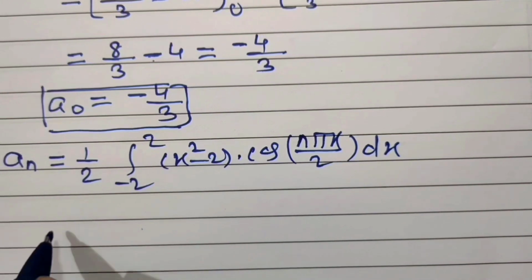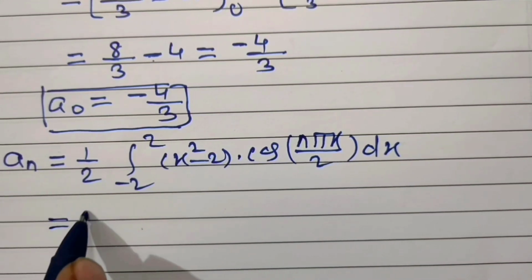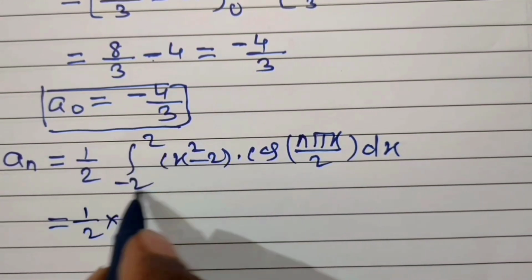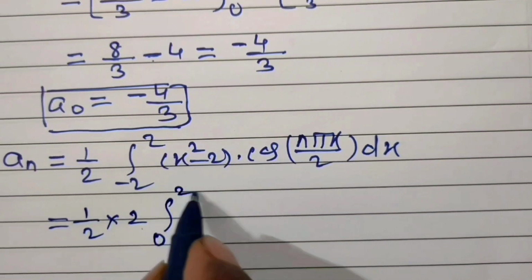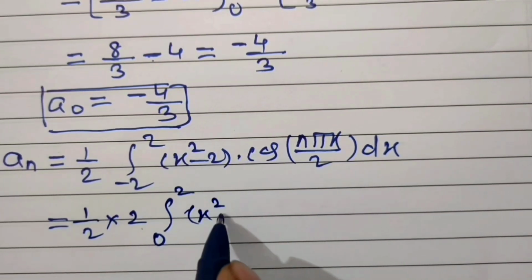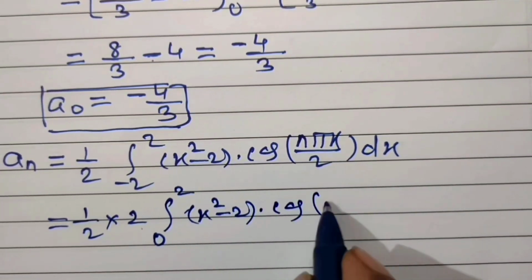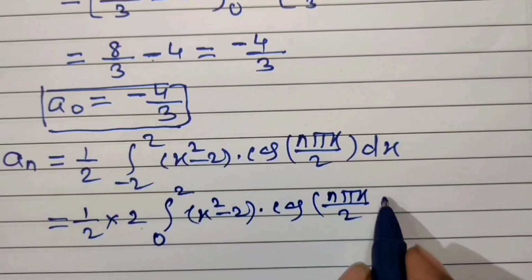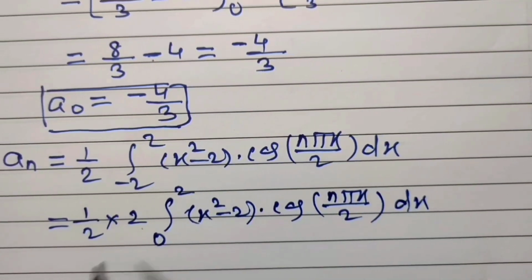Okay. So An can be written as 1 upon 2 into, for this integral, 2 times integral from 0 to 2 of x square minus 2 into cos of n pi x divided by 2 with respect to x. 2 gets cancelled. Okay.